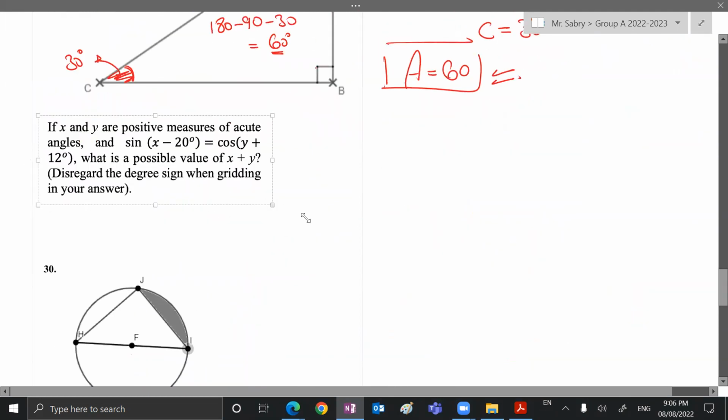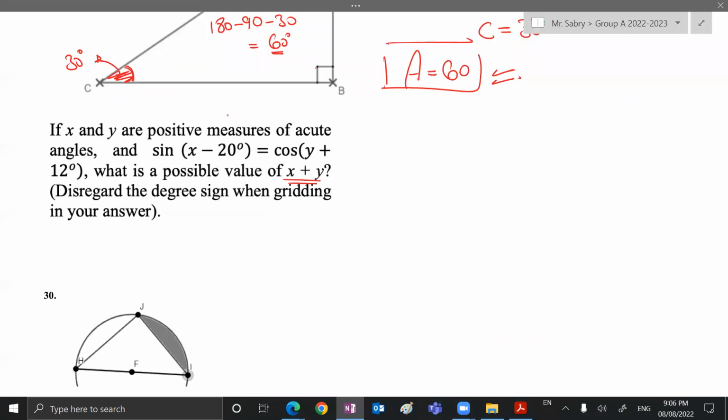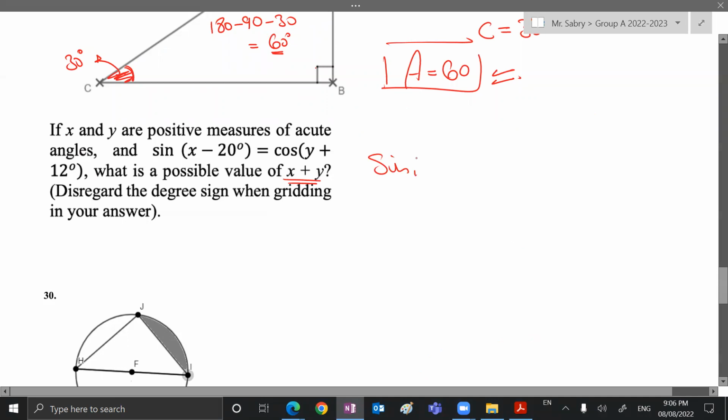Now if you check this, if x and y are positive measures of acute angles, sine something is equal to cosine something else. It's asking what is the possible value of x plus y. Now, according to the rule we discussed earlier, whenever we have sine something equal to cosine something else, that means that these two angles added to each other are equal to 90. So that's what I'm going to do here.